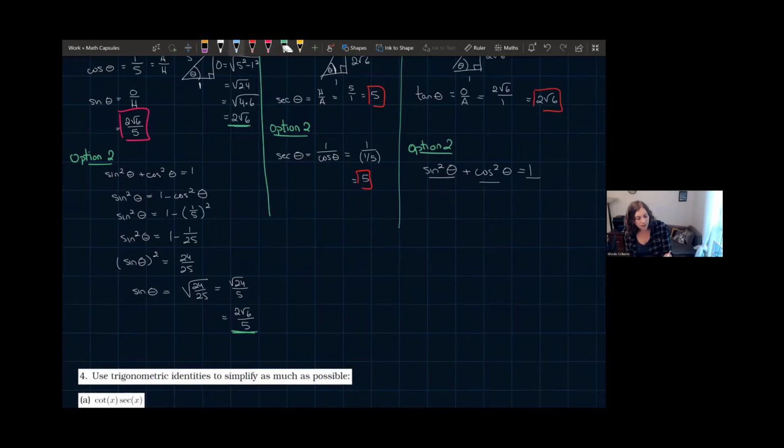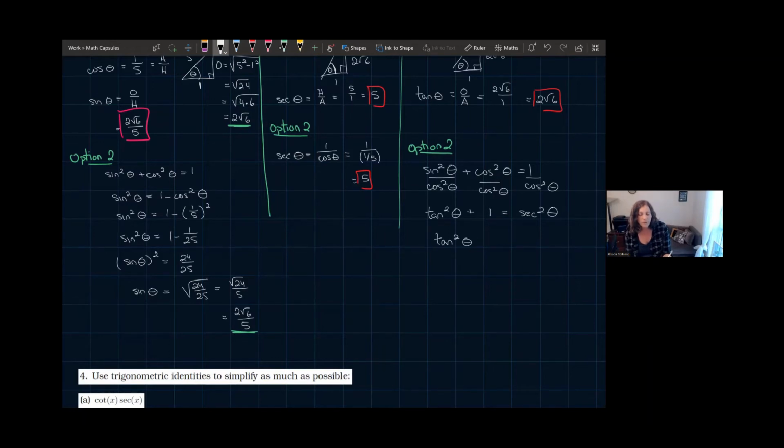Other thing I could do, let me erase this. Instead of dividing by sine squared everywhere, I could have divided by cos squared everywhere. In that case, I get sine squared over cos squared. Well, sine over cos is tan, so it's tan squared. Cos squared over cos squared is, of course, 1. And then 1 over cos squared is secant squared. So then I get this other identity right here. So that would be one way to do it. I could work from this identity. Tan squared plus 1 is equal to secant squared.